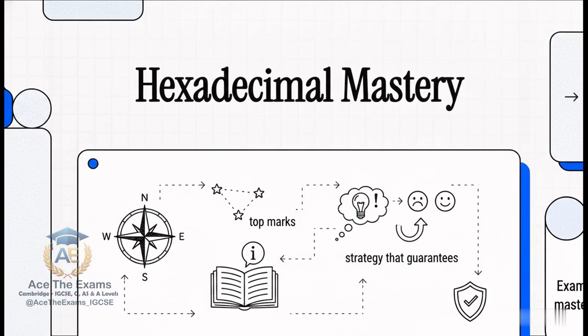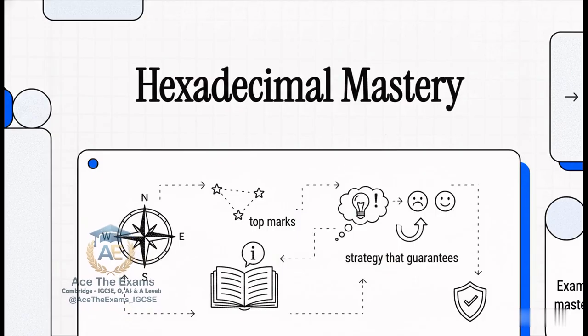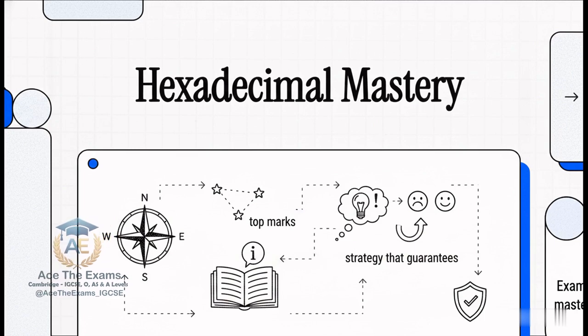Picture this scenario for a second. You walk into the exam hall, you sit down, you open your past paper, and you see a big question on hexadecimal. Instantly you think, awesome, I know this. You write your heart out. But weeks later, when the results come back, the marks just aren't there. It's incredibly frustrating, right? Well, we are going to fix that completely today by building a rock-solid strategy that guarantees the knowledge in your head translates perfectly onto the page.